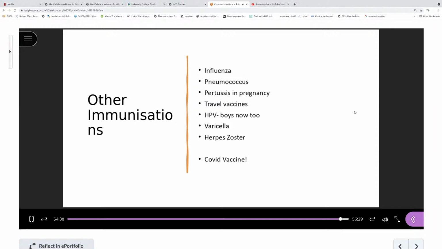Pertussis is whooping cough, so it's included in our infant vaccination schedule, but we now recommend it for women in pregnancy in order to protect their newborns in the first 2 months of life. Most GP practices do travel vaccines. HPV is now being given to boys too. In school, it's not primarily done in GPs, although we can give it to people who may be specifically at risk. I mentioned the varicella vaccine. The shingles vaccine is available, but privately only for now.